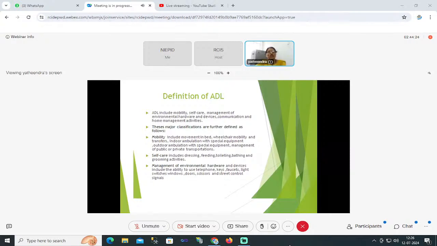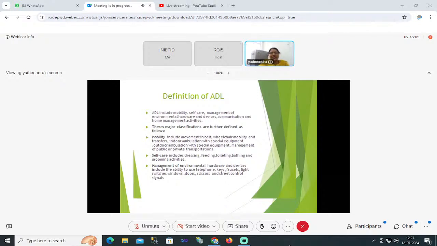So what is the definition of ADL? ADL includes mobility, self-care, management of environmental hardware and devices, communication and home management activities. Then again, there is a subclassification of this. Mobility includes movements in bed, wheelchair mobility, transfers, indoor ambulation with special equipment, outdoor ambulation with special equipment, management of public or private transportation. Self-care includes dressing, feeding, toileting, bathing and grooming activities.